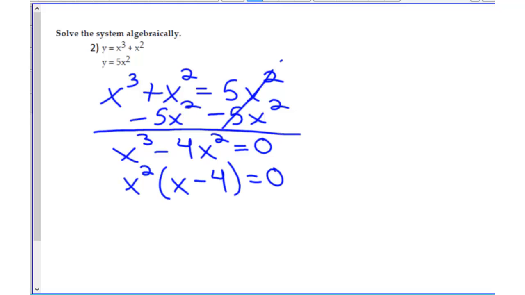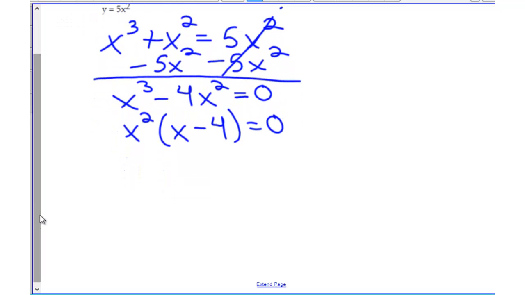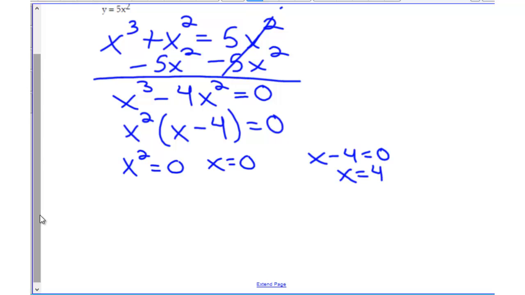And then finally we set each part of it equal to 0, and that gives us our x value for this problem. So x squared equals 0 means that x equals 0, and it doesn't matter that it's squared, it just tells us one of our answers is x equals 0. X minus 4 equals 0 tells us that x equals positive 4. But solutions in the case of systems, remember, are points, x, y, and so we need to plug these back in somewhere to get what y is for each of these x values.